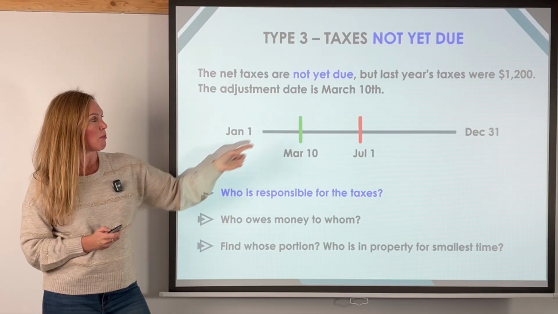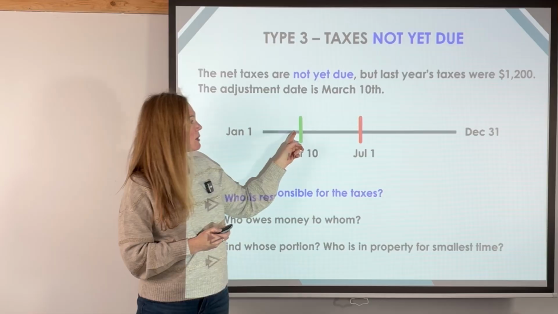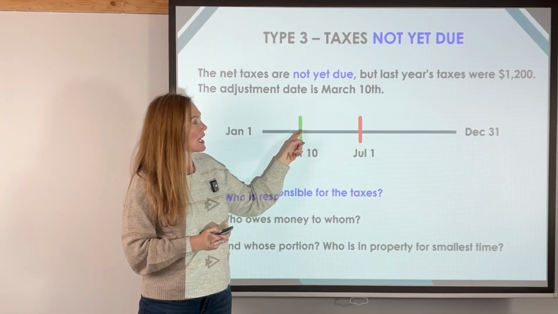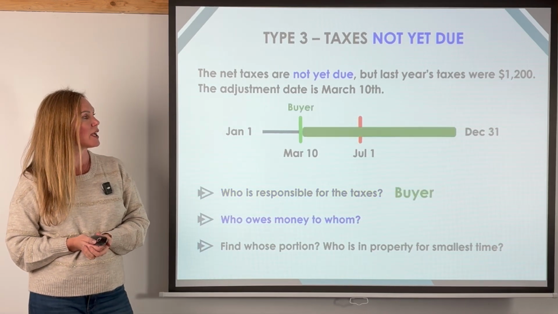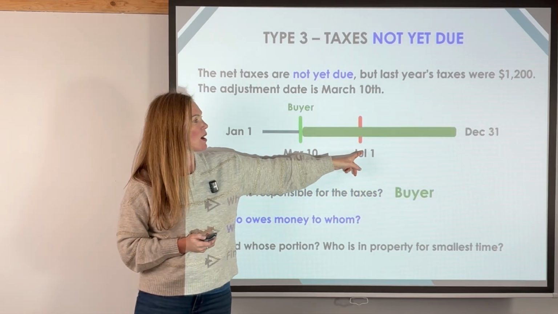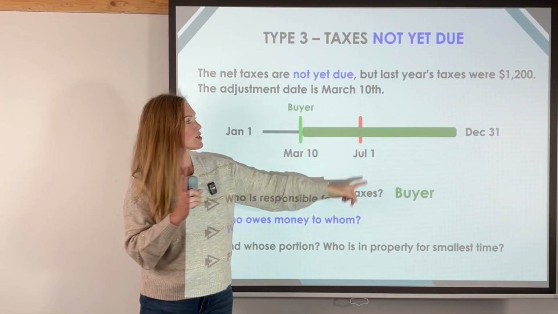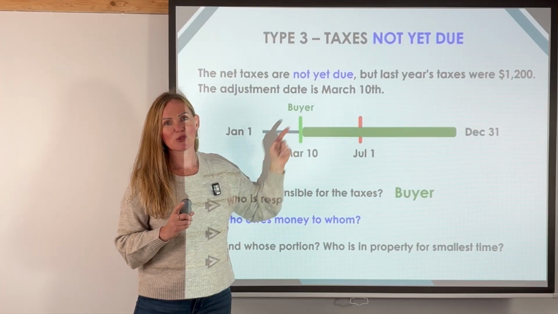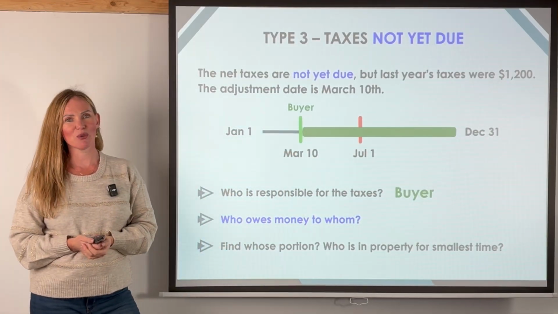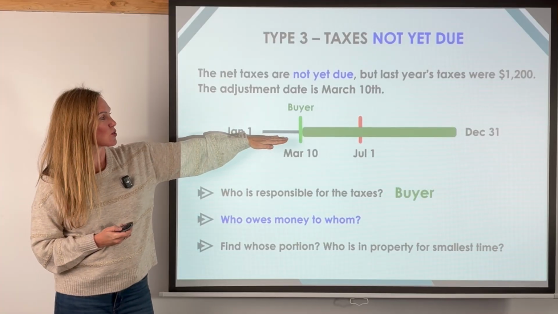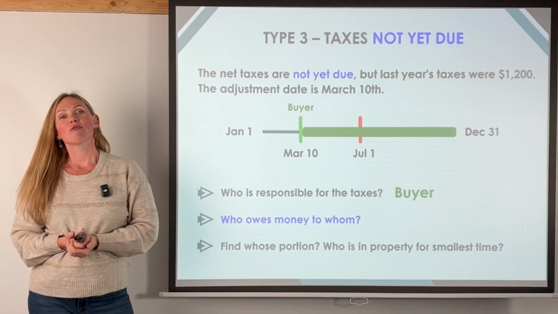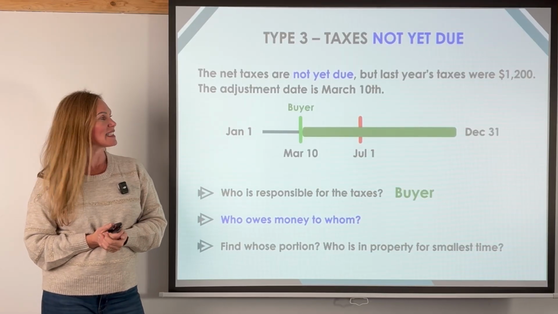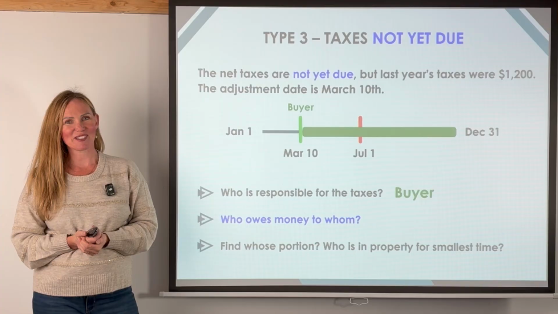He says, the buyer will pay it because he bought it from March 10th and he's planning to leave it there until December 31st. So that means the buyer is the one that will be responsible to pay the taxes in the future for the whole year. So that means who has to give the money back to who? Who has the shorter days? The seller. So my question is, from what day to what day is the seller responsible for the taxes?